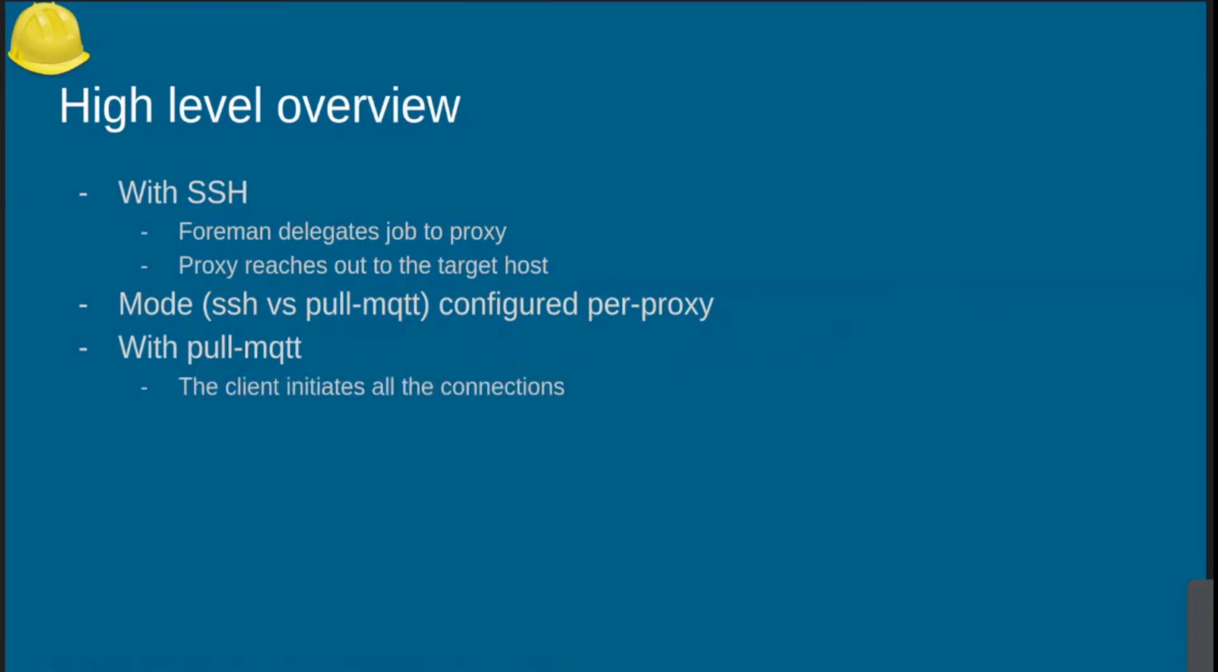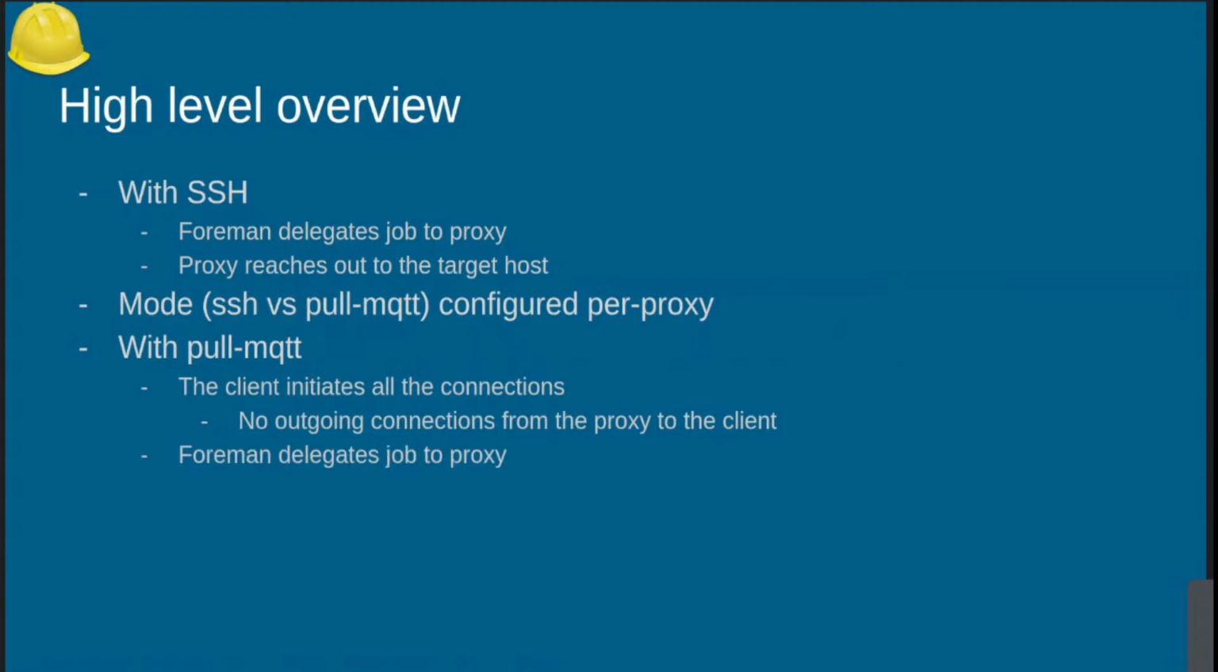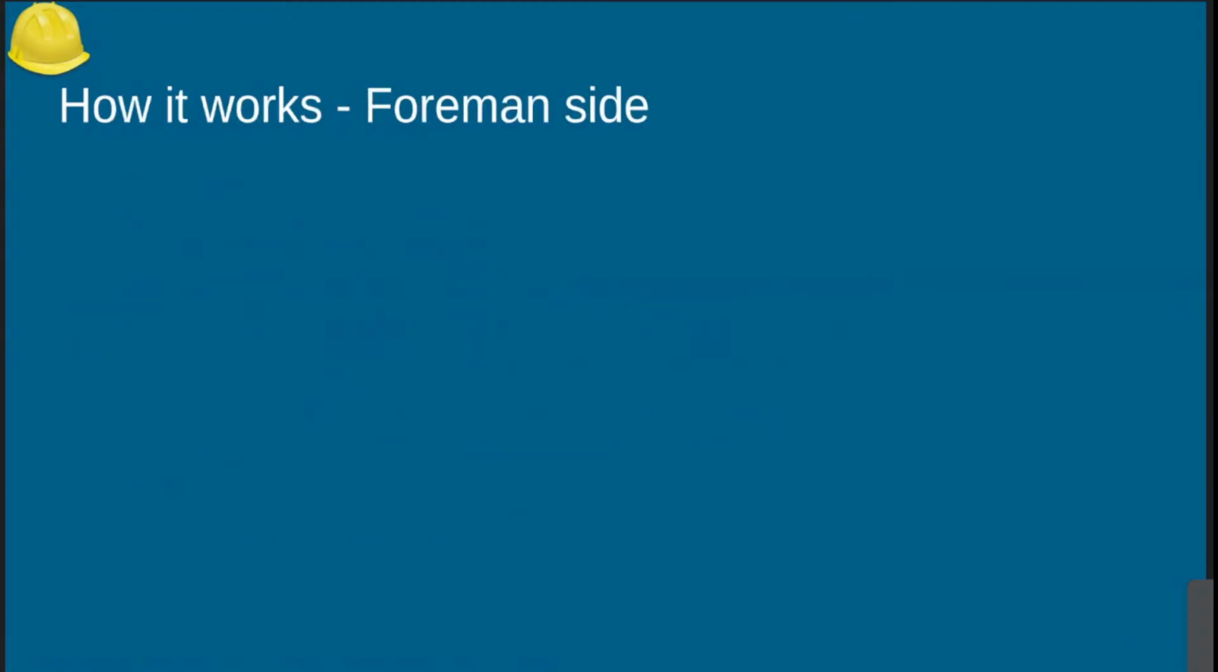In the pull-mqtt mode, it doesn't really reach out to the remote host. All the connections are initiated by the remote client. To put it in different words, there are no outgoing connections made from the proxy to the client. The part between Foreman and the proxy stays the same. Foreman still delegates the job to the proxy, but then instead of reaching out to the host, the proxy notifies the target host over MQTT. So there is a new component that the proxy connects to and the target host connects to. And once they are connected through this new component, they can exchange information. Once the target host is notified, it pulls the job and runs it. This is the highest level overview, and I'll go into even more details now.